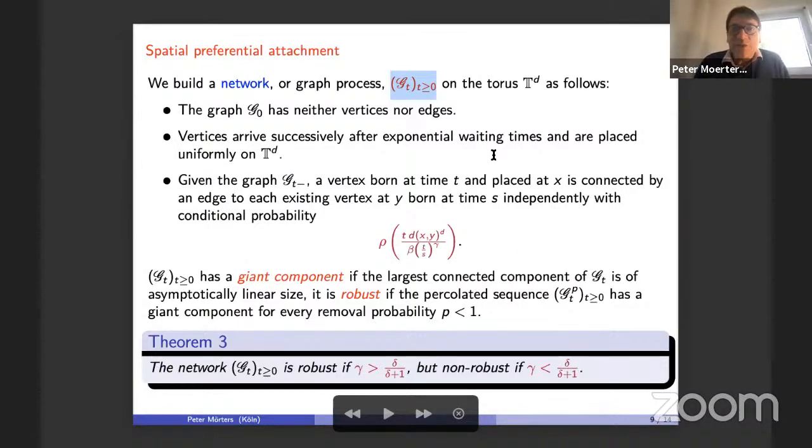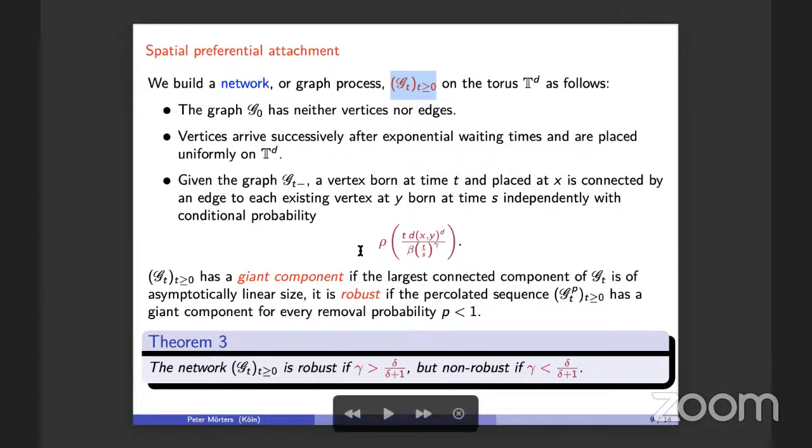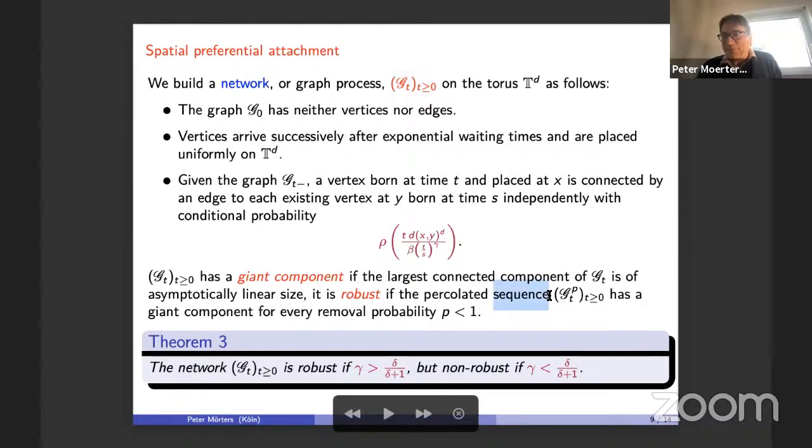Sorry about that. So you take this GT and then you percolate it by independently removing every edge with probability P, and then you have a family, not sequence, of graphs GTP. And robustness means that for every removal probability P less than 1, the largest components in this family of graphs is asymptotically linear. Thank you. Yeah, sorry. This is very imprecise here. The word sequence should be family.